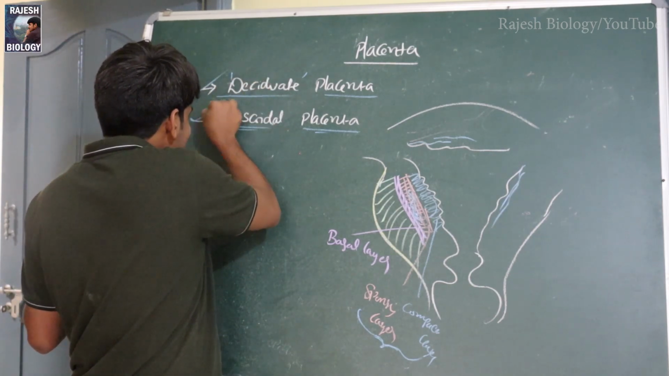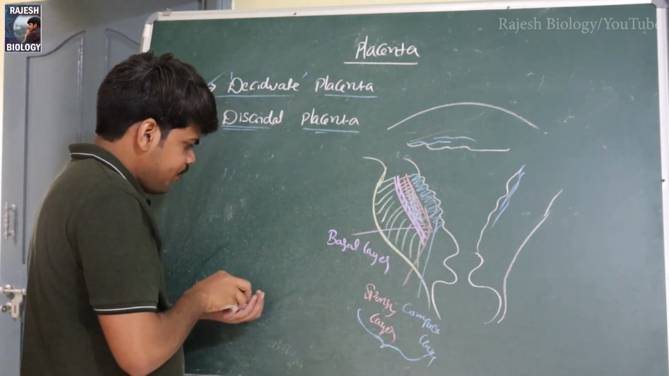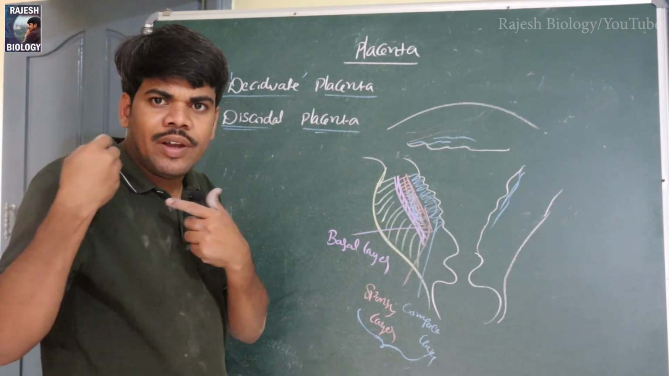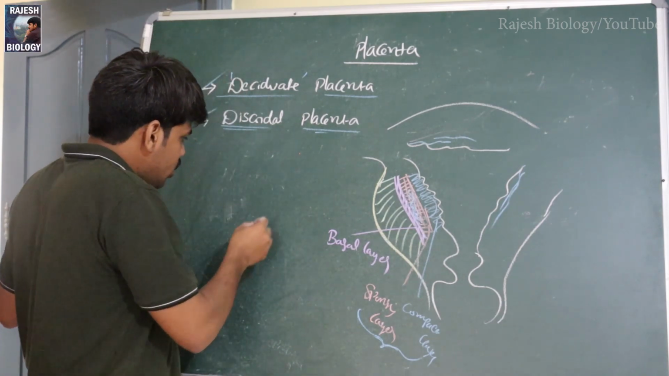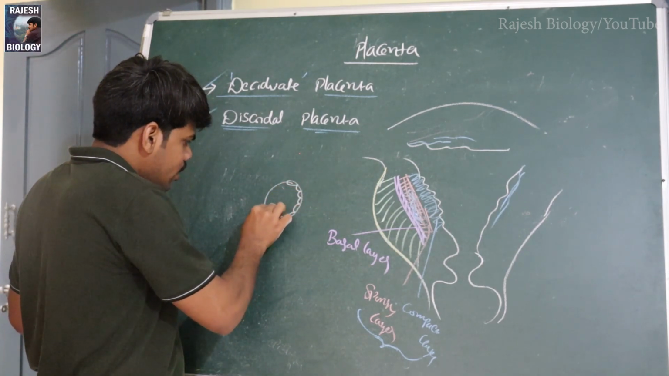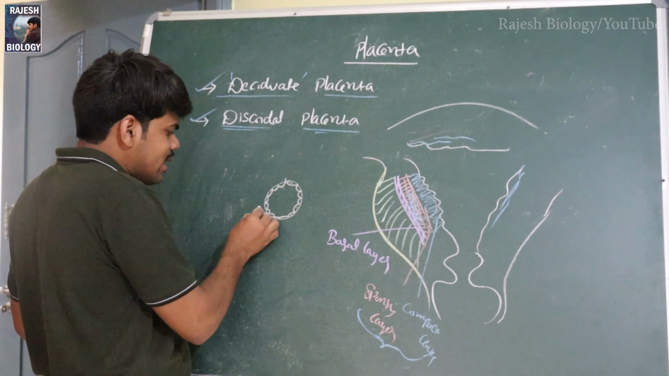Next, why is it called discoidal placenta? Because previously the morula, which is present in the fallopian tube, when it comes to the uterus, is in the blastocyst stage. In the blastocyst stage, the outer trophoblast is there, and these trophoblast cells are going to secrete some other cells also.